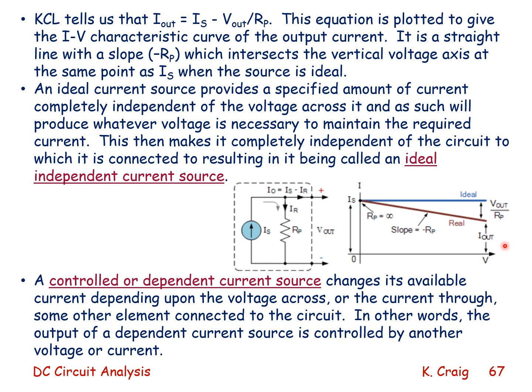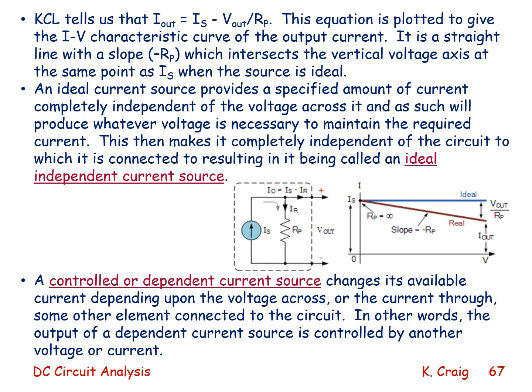Kirchhoff's current law tells us that I out equals I source minus V out over R sub P, the internal resistance. This equation is plotted here to give the current-voltage characteristic curve of the output current. It is a straight line with slope minus R_P, which intersects the vertical axis at the same point as I_S when the source is ideal.